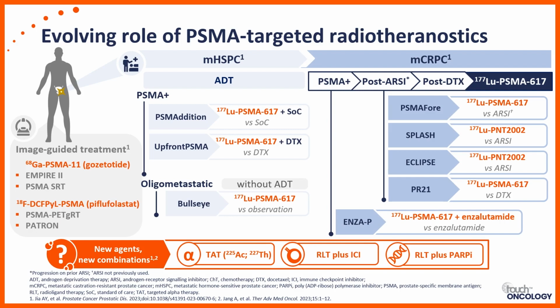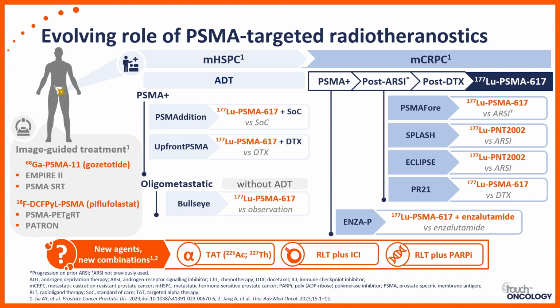So when you look here, you can see on the left examples of the trials that we're trying to complete in the metastatic hormone castration-sensitive prostate cancer space, and on the right in the metastatic castration-resistant space. Let's start with the castration-resistant space. You can see trials such as PSMA-4, looking at lutetium PSMA against an androgen receptor inhibitor, SPLASH, ECLIPSE, and PR21. Again, different trials trying to address the same question: new radioligand-based therapies against the standard of care, period.